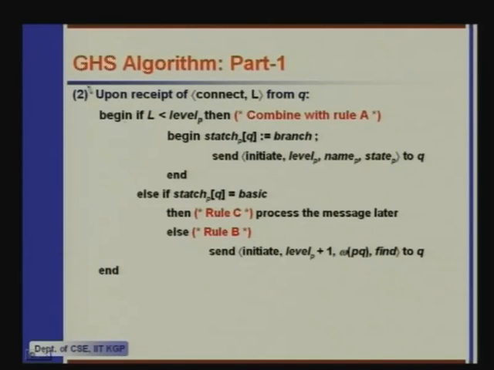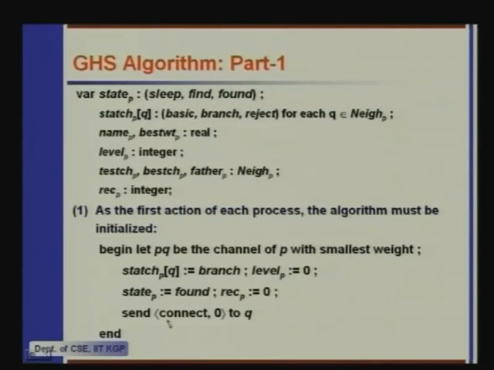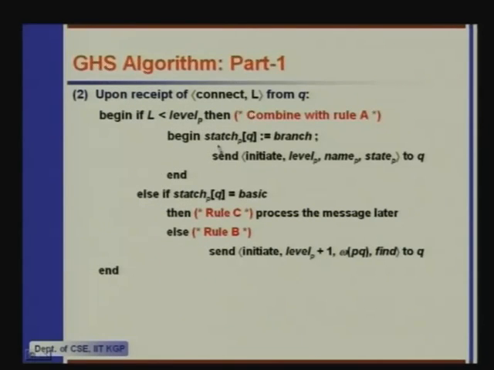This is being set because this one did not send a connect message. Just look at this case. Before you send this connect message to Q, you have set the channel PQ to branch. So, the sender of the connect message always sets this to be branch. The receiver will set it to be branch only when rule A applies, and when rule B applies, at that time this one has also sent a connect message to the other side. So, then it has set its link to be branch.